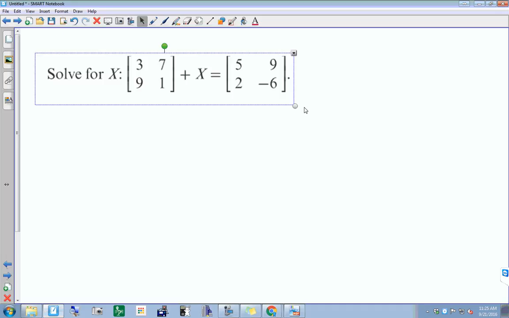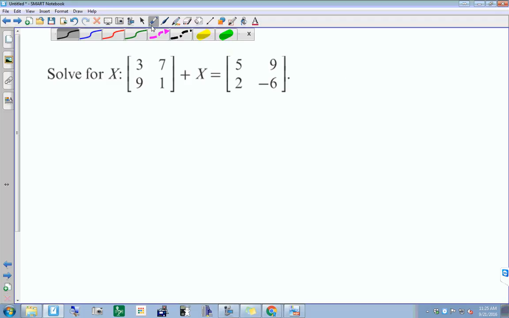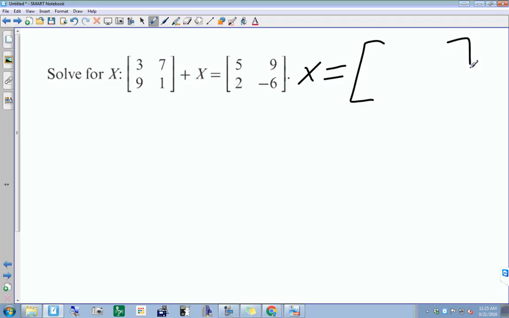I want to find out what x is. Just like any other time, you're going to have to do a little thinking about it. If you need to, write it out. Now, for this one, x is going to be equal to... So if I look at this, it's got to be some number in here. So 3 plus something is equal to 5. What's the something? 2. So that's got to be 2.